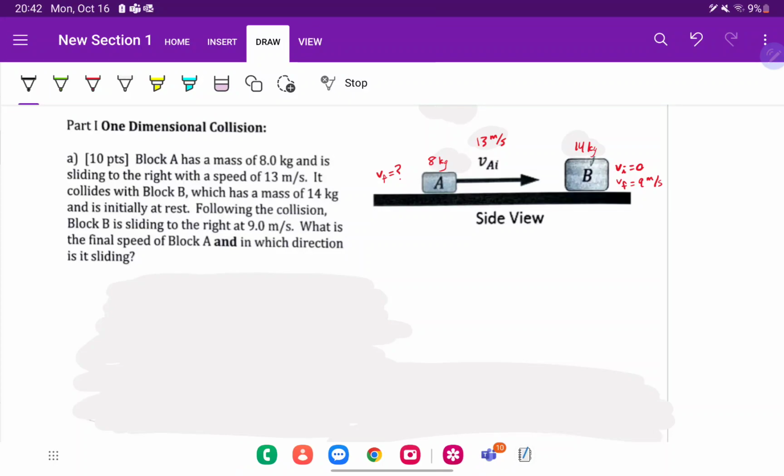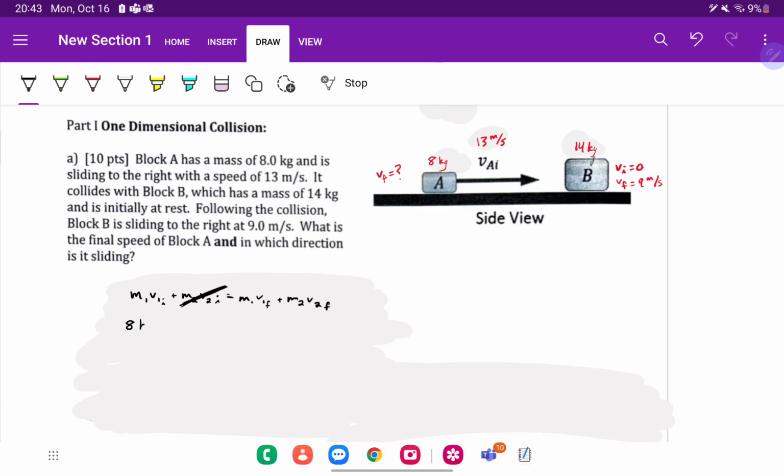So we're going to start out with our conservation of momentum. Our good old M1 V1 initial plus M2 V2 initial equals M1 V1 final plus M2 V2 final. So for this one, we know that our block B initially starts at rest, which means that V2 initial is 0, which means that this term goes to 0. Other than that, we can just plug and chug.